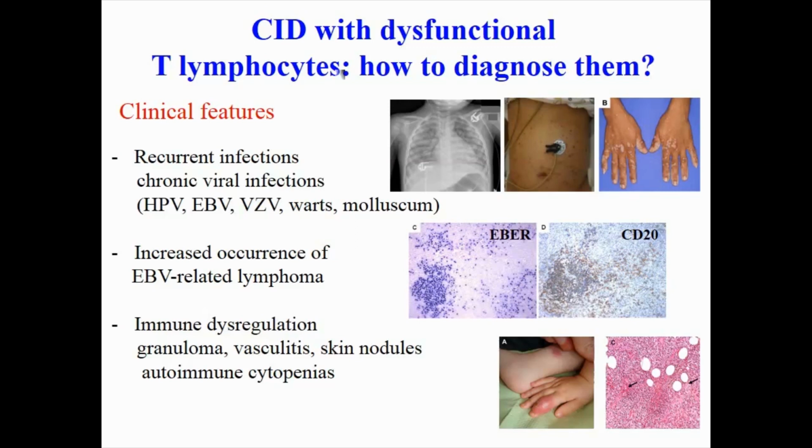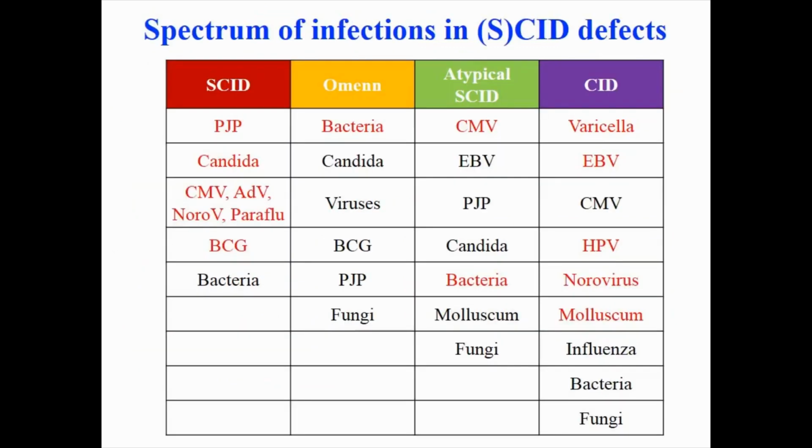Granulomas, vasculitis, skin nodules, autoimmune cytopenias. You mentioned IBD. There are many other ways of manifesting an immune dysregulation. Again, contrasting now the type of infections you have in patients with SCID, Omenn syndrome, atypical SCID, and the CID.